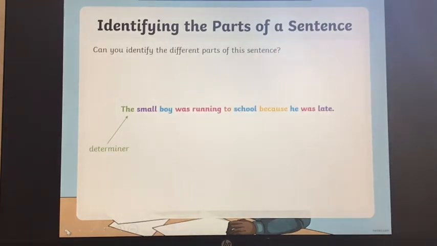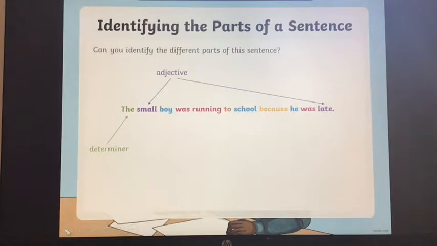Secondly, the purple words. What type of words are the purple words? We've got small and late. Stop the video and write down which type of word you think it is. They are... These are both adjectives. They are descriptive words.